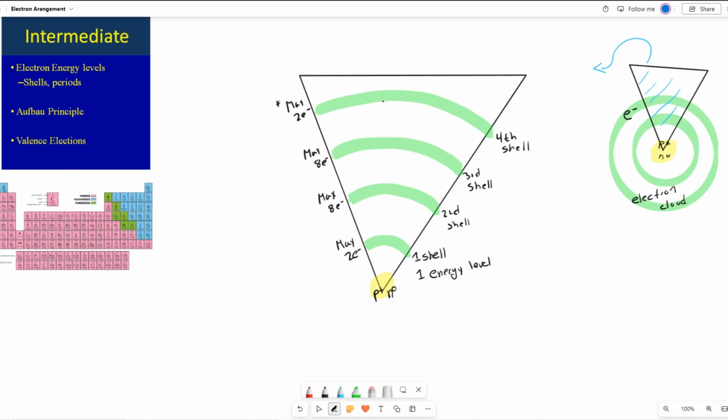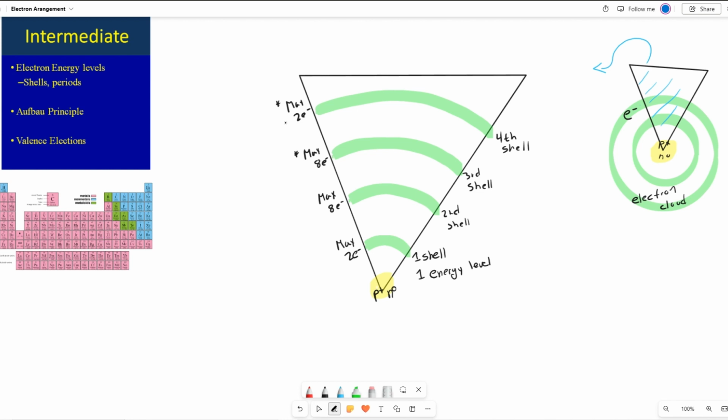And we'll put a little star next to the fourth shell and the third shell because the third shell can really hold a total of 18 electrons, but we're not going to get to that level. And the fourth shell can actually hold 32 electrons, but we're not going to go past the first 2. So if you add these up, 2 plus 8 plus 8 plus 2 gives us 20. So we're only going to look at up to the first 20 electrons that can be placed in an atom.